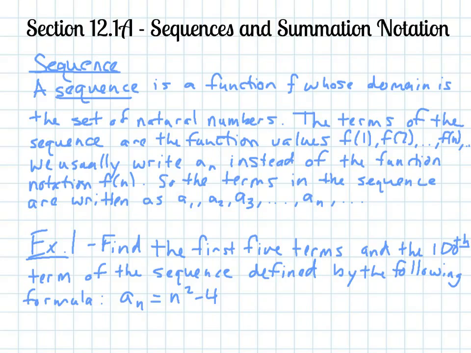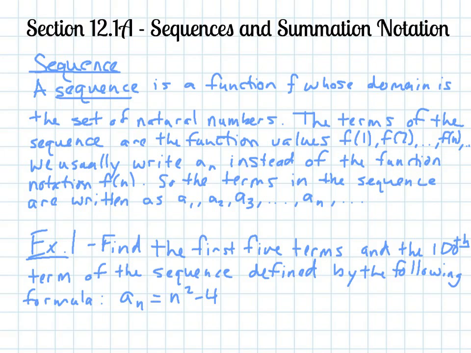Today's lesson, section 12.1a, we'll be talking about sequences in summation notation. So a sequence is a function f whose domain is the set of natural numbers. Meaning starting with 1, 2, so kind of like counting numbers. The terms of the sequence are the function values f of 1, f of 2, and so on all the way to f of n, and that continues to go through. So you can keep going past even n.